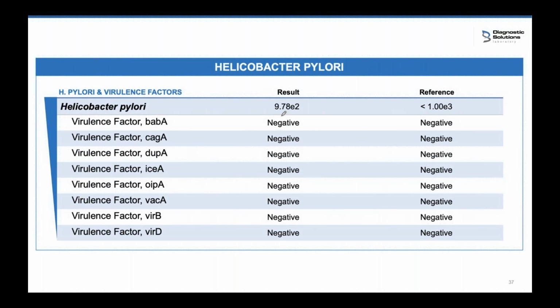pylori, and it's also within range. It's at the E2 level. Our range goes to 1 E3, and so this is 1,000. 1 E3 means 1,000. 9.78 E2 is 978 organisms per gram of stool. That is very close to the range.